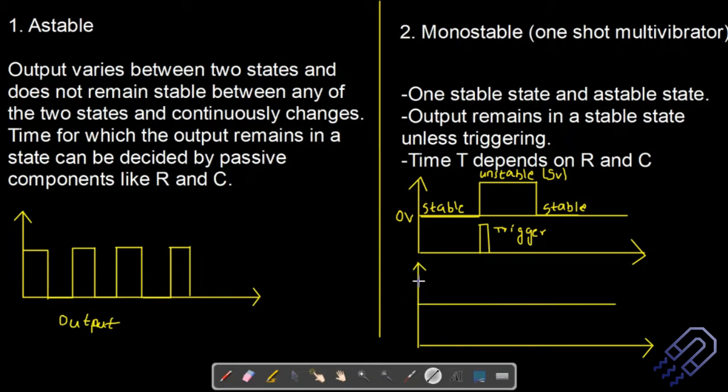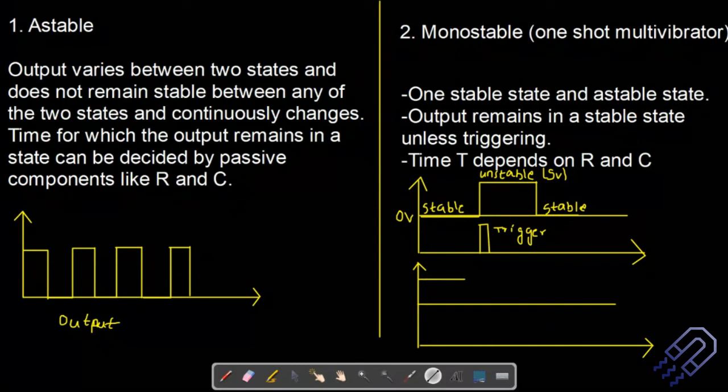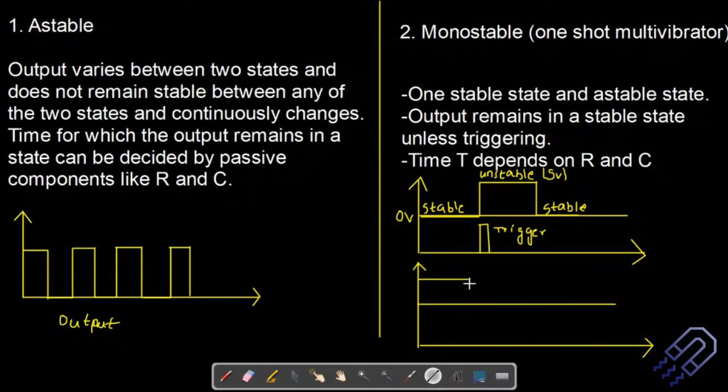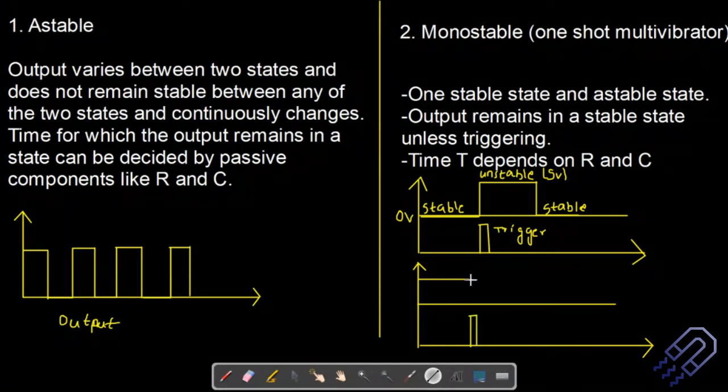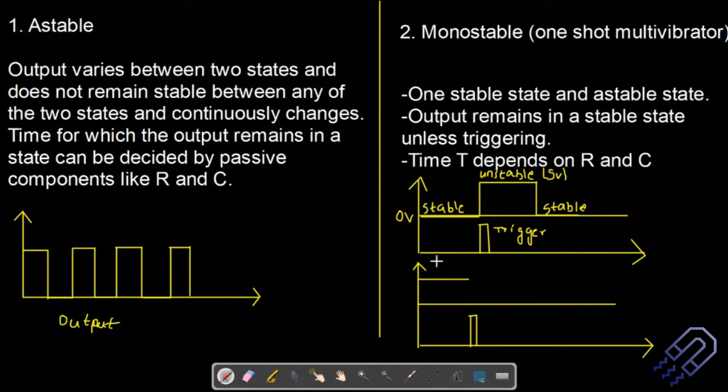So let's say now this is stable. Depends on me, what I'm considering to be stable. And at this particular point, let's say I am actually applying a trigger. Let's say this is the trigger. So this is my stable state.